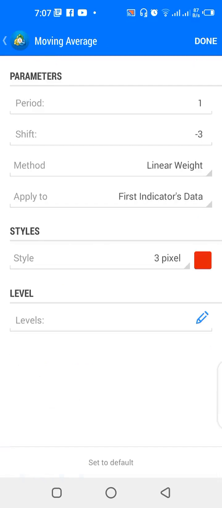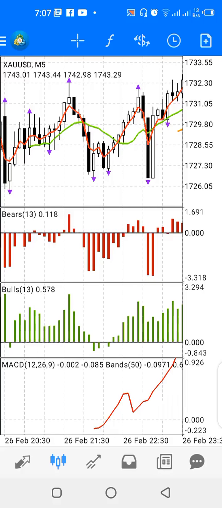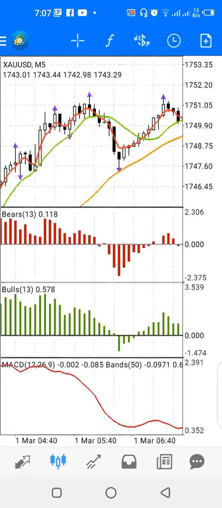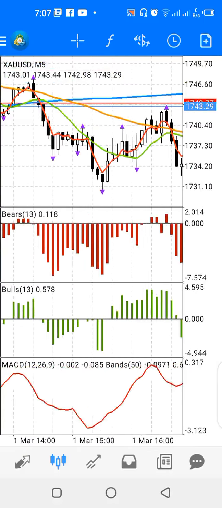Then we have the final indicator, which is a 1 period moving average. Shift is -3. Method is linear weight, applied to first indicator's data. The color is red. That's that for all the parameters. That's that for the strategy. It's a very good strategy. Make sure you backtest it.